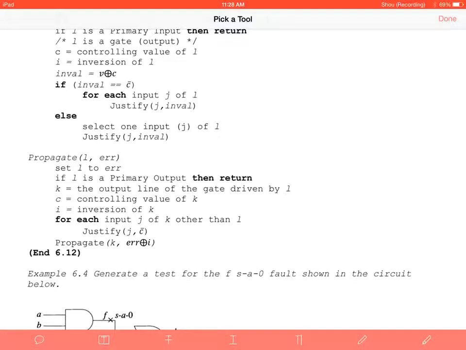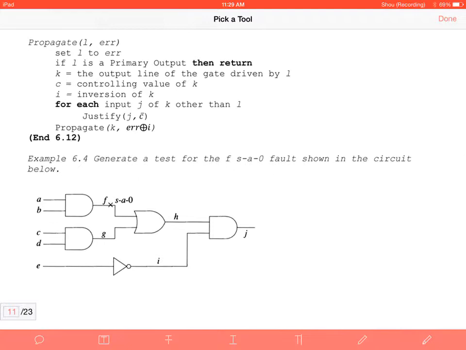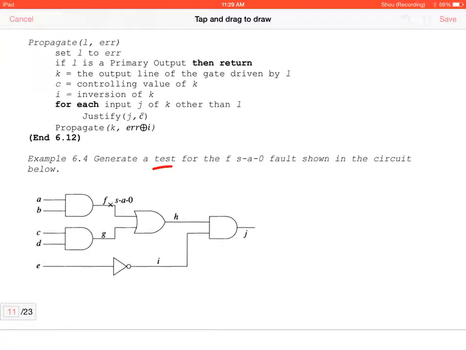So example 6.4, I'm going to show step by step. I know this is a lot I'm just throwing at you at the moment, but step by step we're going to walk through this, and then I can show you the process that most of you will do when you actually present this on an exam. So here we have a circuit. This is going to be an example. So we have generated a test for the F stuck at 0 fault.